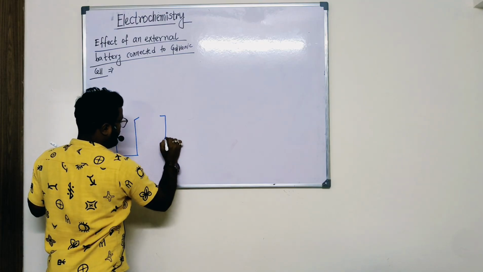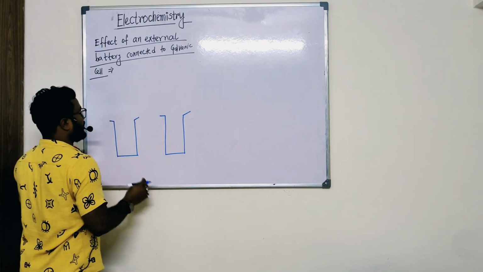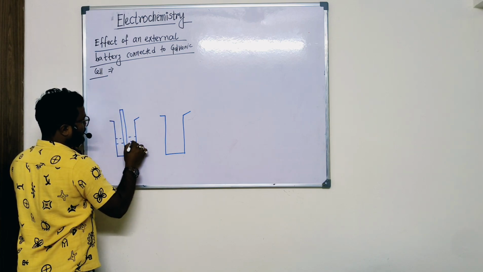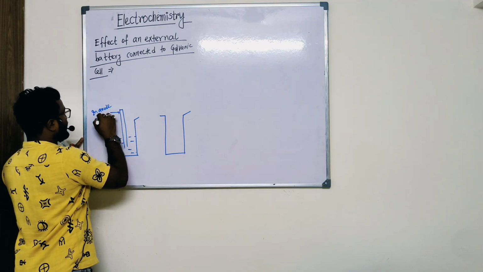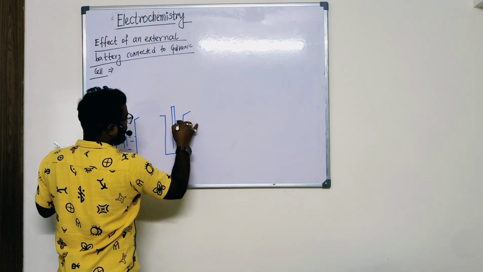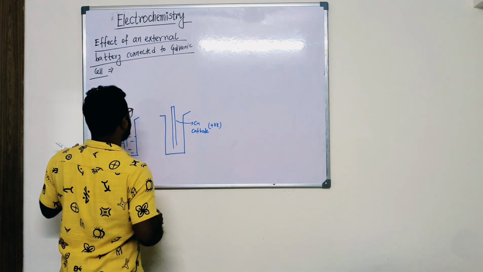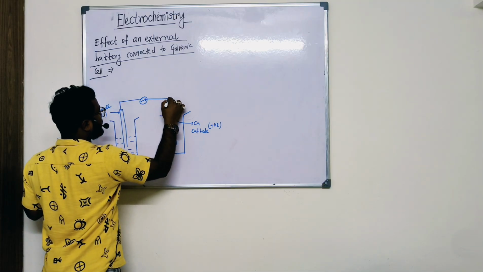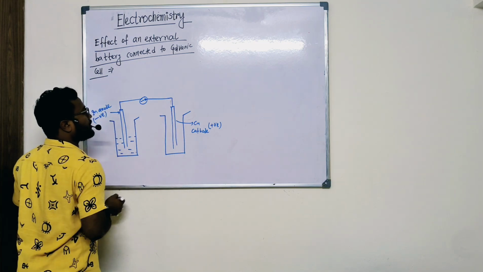This is one container, and this is another container where electrolysis is happening. Here we have used zinc. This is our zinc anode, that is negative, and this is our copper cathode, that is positive, and they are connected to each other through a galvanometer. This is one galvanometer.